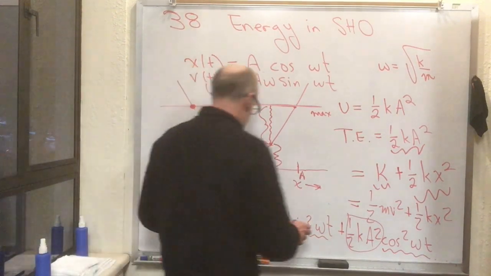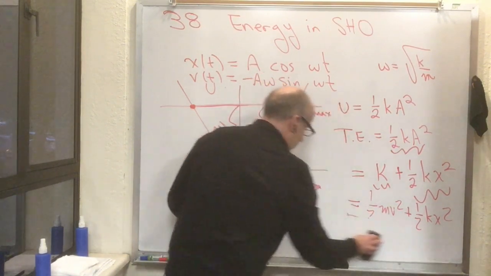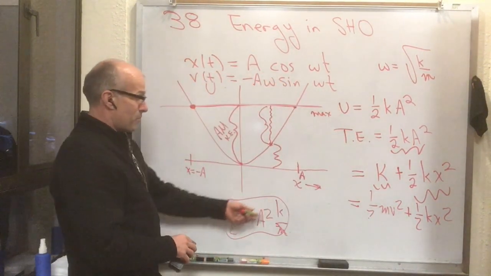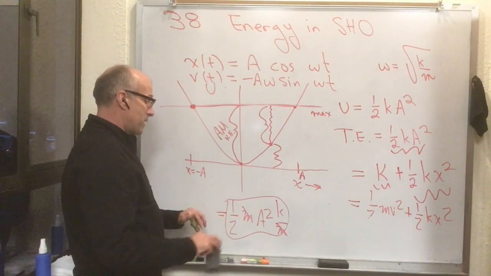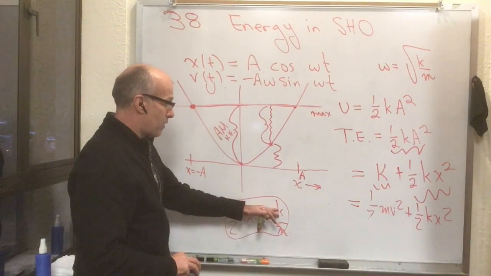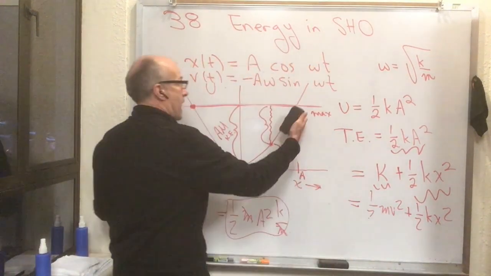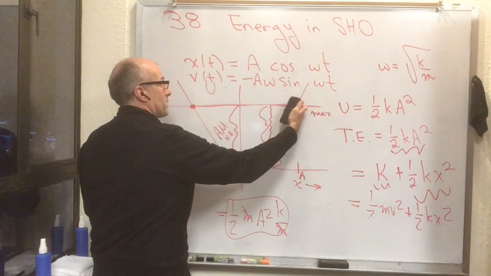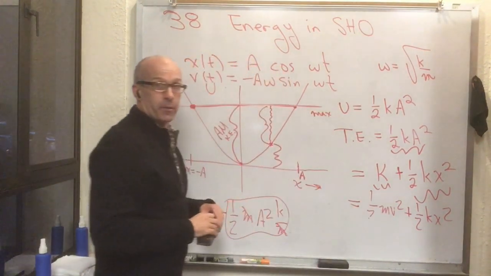So the grand upshot of all this is that the total energy, as we'd expect in a system that conserves energy and isn't losing any to friction or anything like that, is just 1/2 kA squared. It's unchanging. But again, as x decreases from its maximum value, more and more is going into kinetic energy.